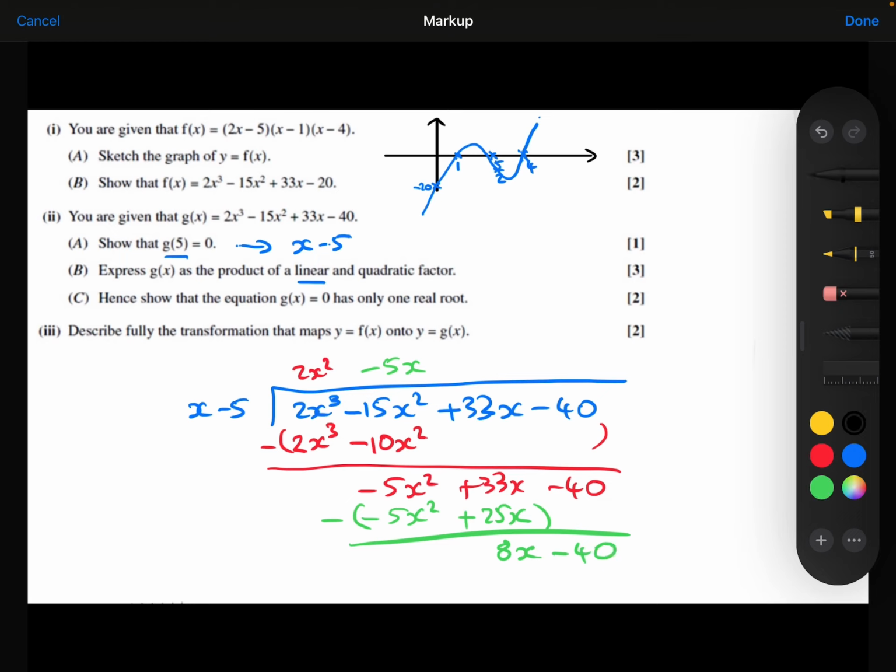And then one last time, the x into the 8x goes 8 times. And multiplying back out, the 8 times the x is 8x, the 8 times the minus 5 is minus 40, and you can see when we take those away we get 0 like we expected. So therefore we can rewrite g of x as the product of a linear factor, the x minus 5, and a quadratic factor, the 2x squared minus 5x plus 8.